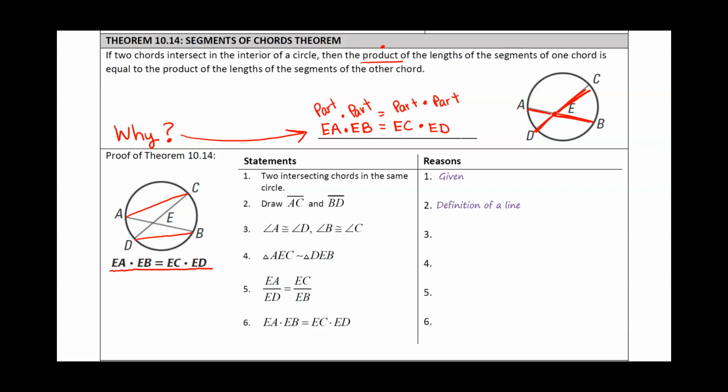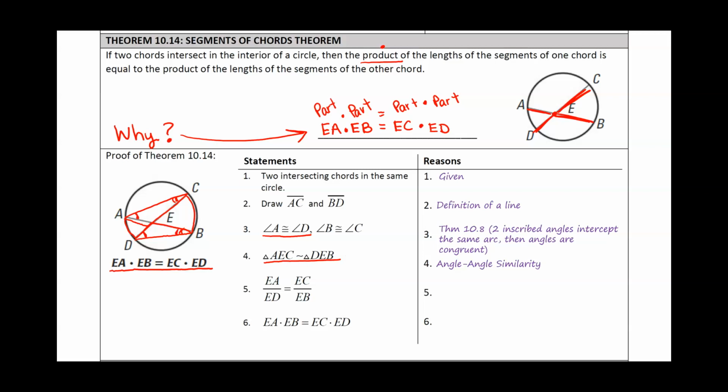Now the next part is interesting. It says angle A is congruent to angle D. Why is that? Well, they intercept the same arc. So I'm going to mark those. And the same thing with angle B and angle C, they intercept this arc. We learned that in a previous lesson, that is theorem 10.8. That's when two inscribed angles intercept the same arc, then the angles are congruent. So now look what we have. We have this top triangle and this bottom triangle. We now know the triangles are similar because of angle-angle similarity.